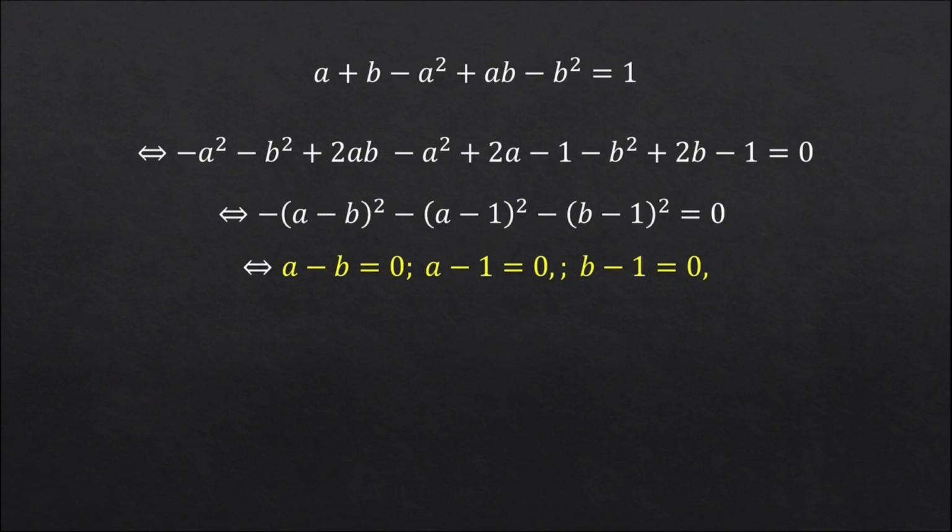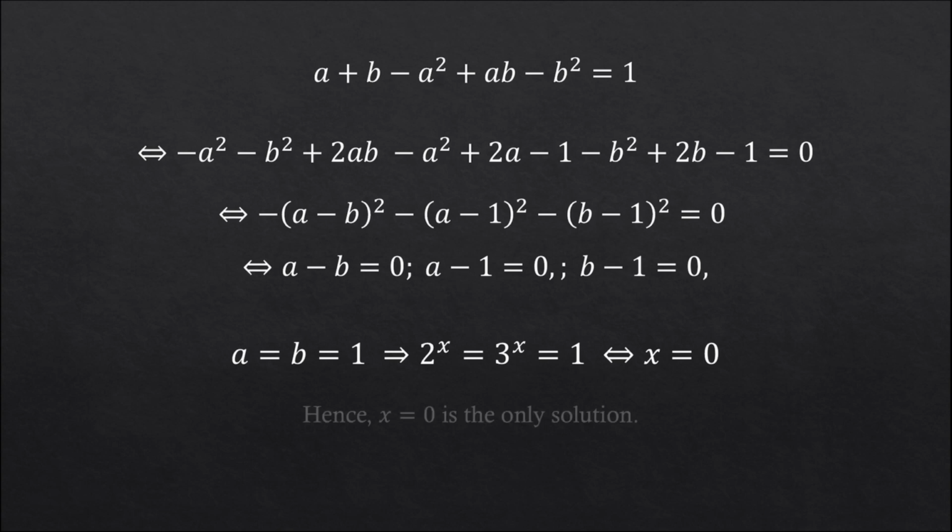So a minus b should be 0, a minus 1 should be 0, and also b minus 1. But because of that, we have a unique solution, which is that a and b are 1. And because of that, 2 to the power of x and 3 to the power of x are 1. Hence, x equals 0 is the only possible solution we get in this case. And this is something they never told you at school.